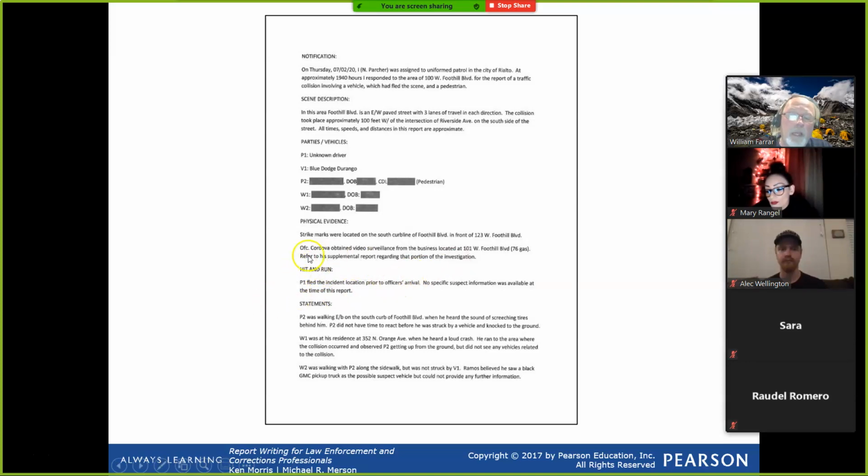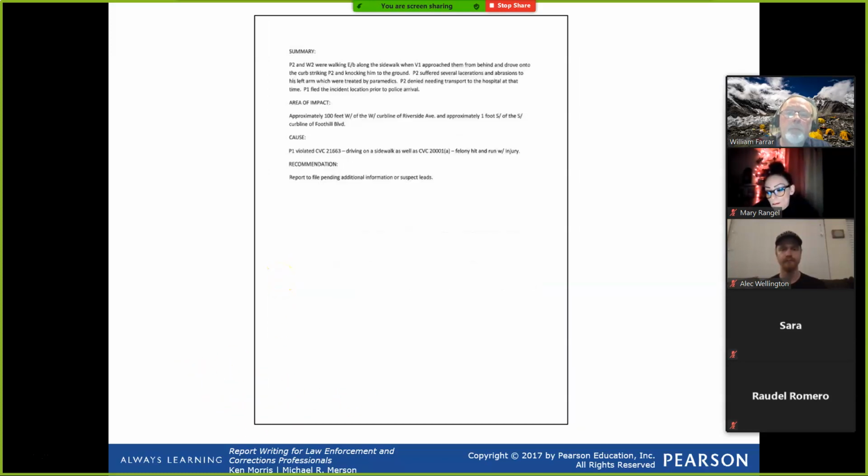He put in a little heading for hit and run because that's what happened. The person collided with the person and then fled. And then a statement from party 2. Then they put a little summary in here.